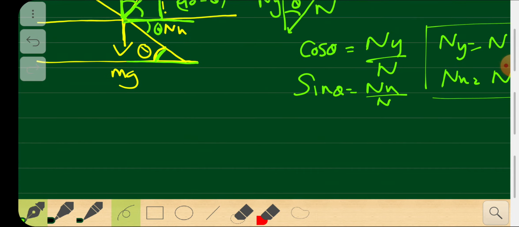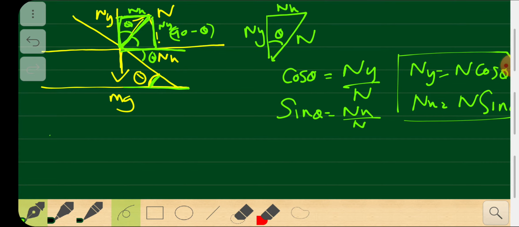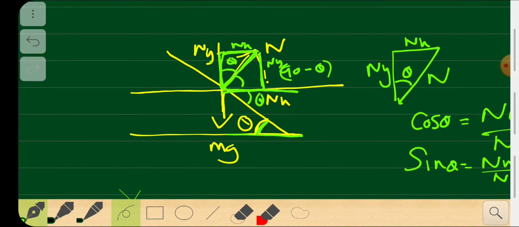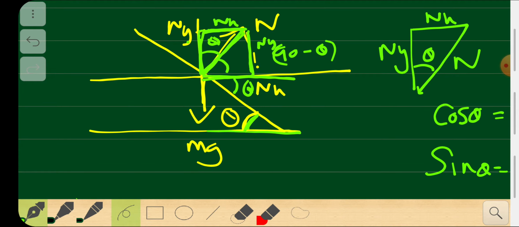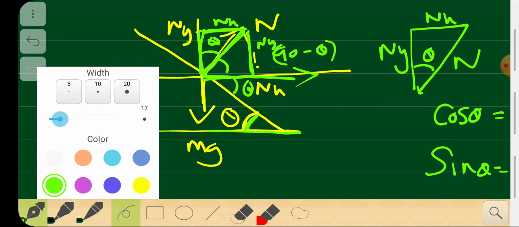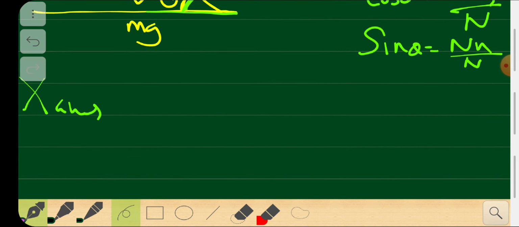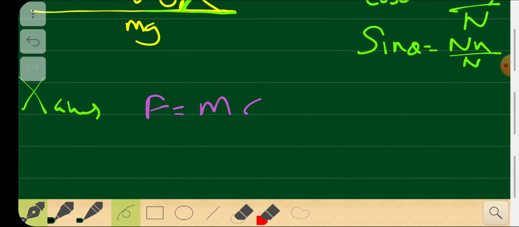Now if that's in place, in the x-axis I have to write down the forces. F is equal to ma. So you look at those forces here. In the x-axis the only force is n_x. There is no friction or anything like that, we just ignored that. So in the x-axis there is only n_x. Force is equal to ma, so n_x must be equal to m times a of the box in the x-axis.